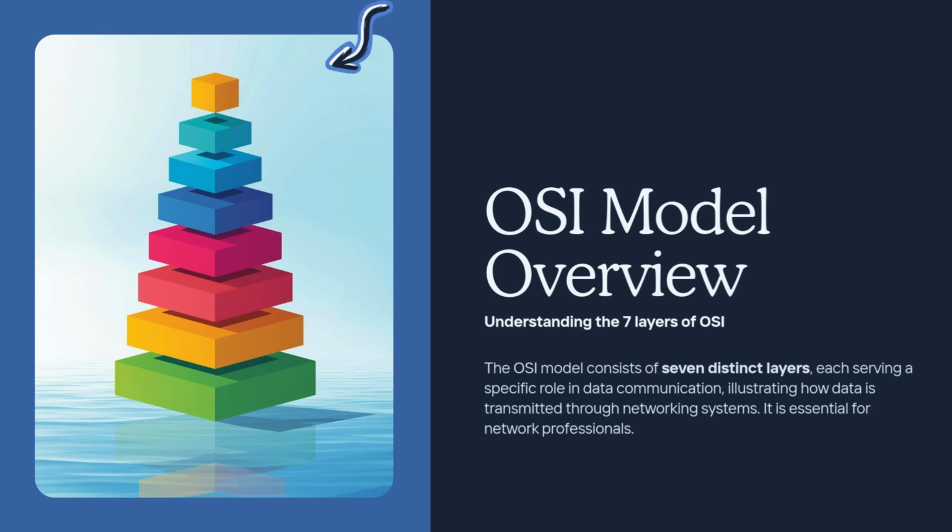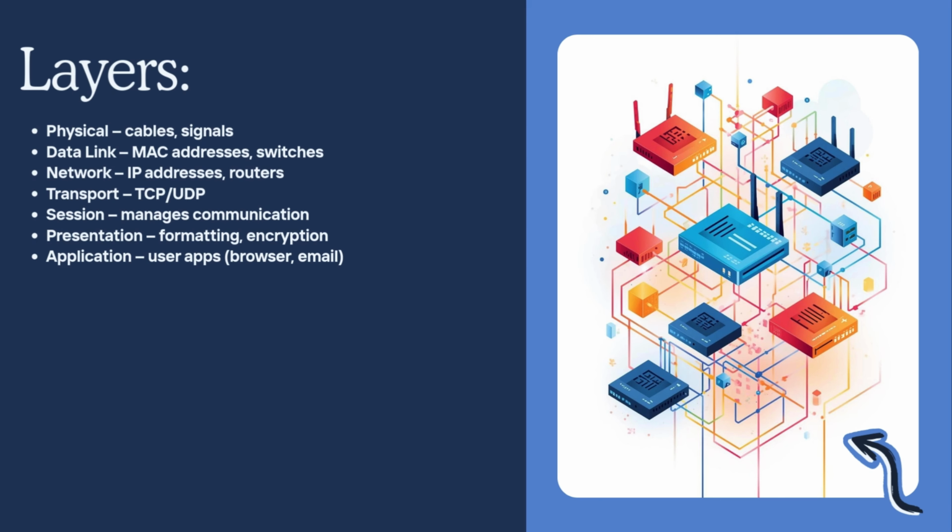Now we are going to learn each layer. We have seven layers: physical, data link, network, transport, session, presentation, application. The physical layer handles the signals and cables. The data link layer uses MAC addresses to move data inside the network. The network layer uses IP addresses to move data between networks. The transport layer makes sure data arrives correctly using protocols like TCP.